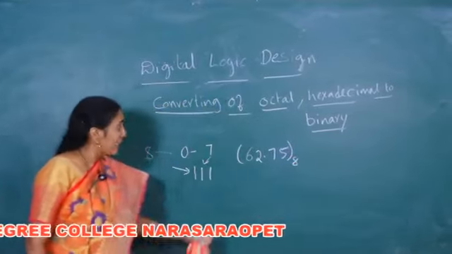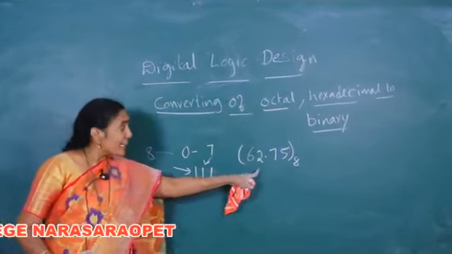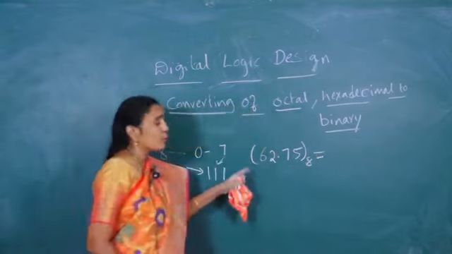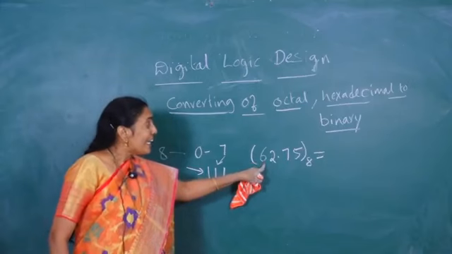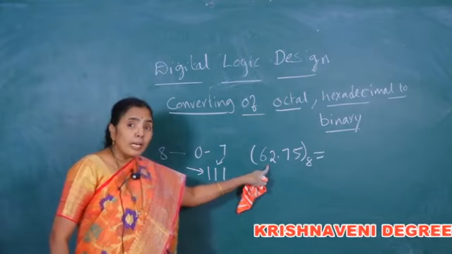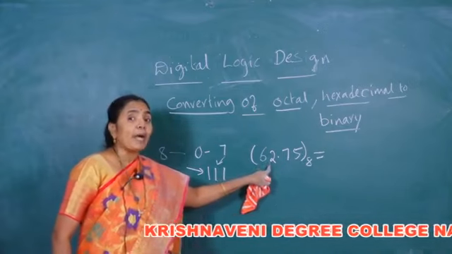62.75 to the base 8. It is not the decimal number, it is the octal number. Now let us see how I am converting into the binary format. Each individual digit of the octal number is to be represented in a 3-bit binary format.